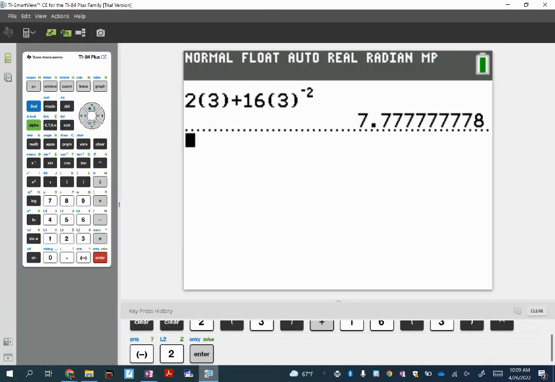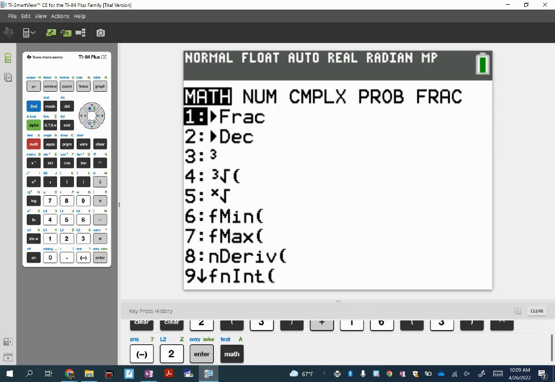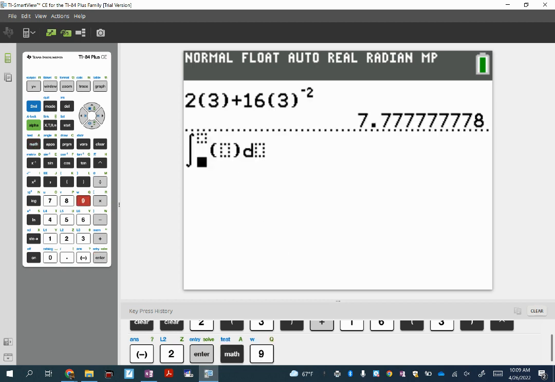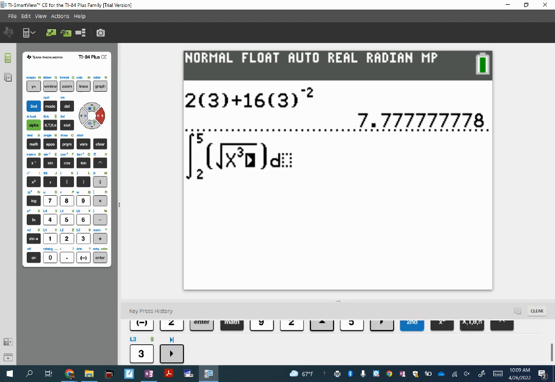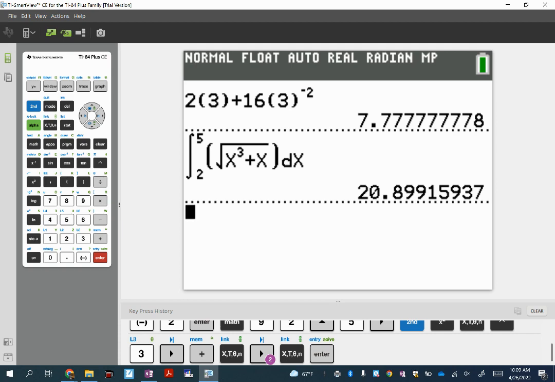So to do the integral, you go to math, all right, and then you scroll down to number 9. It's at the bottom there. So number 9, and the integral is from 2 to 5, and the g prime of x that I want to find the integral of is the square root of x cubed plus x, and then make sure you put dx here. All right, so that gives us the value there, 20.899.